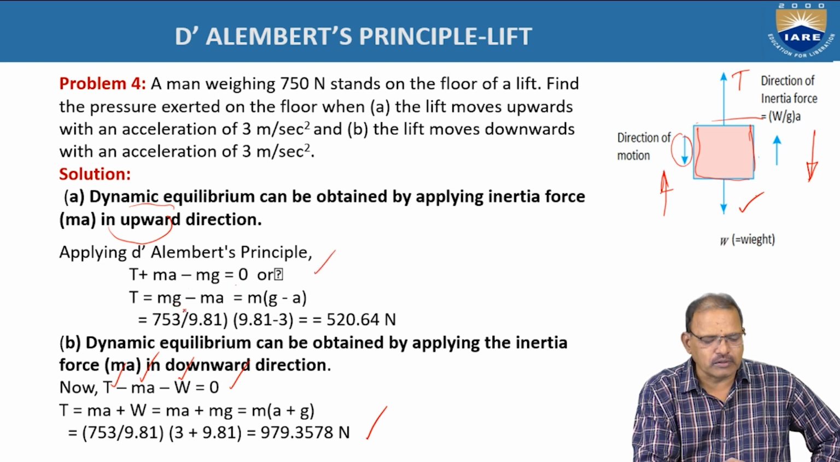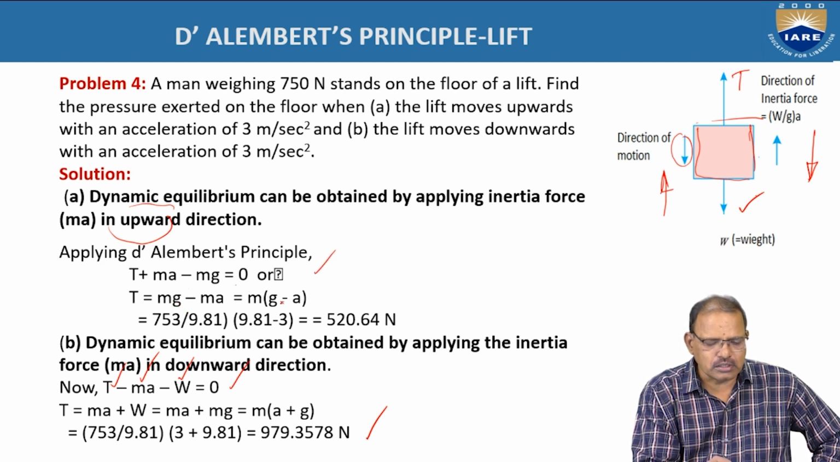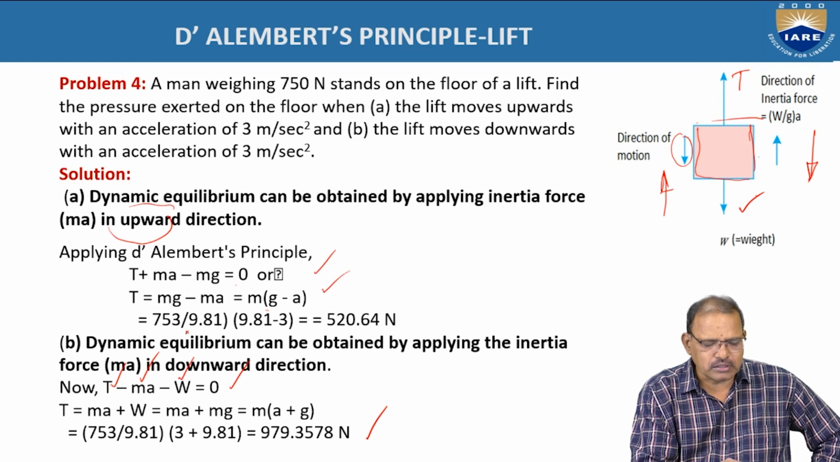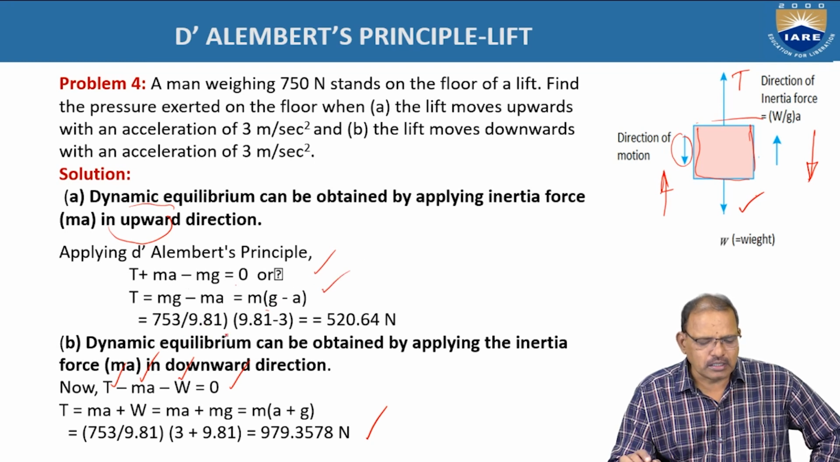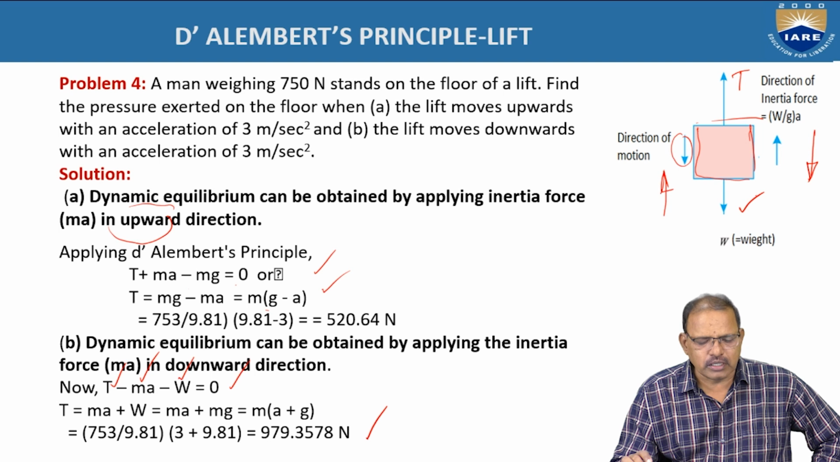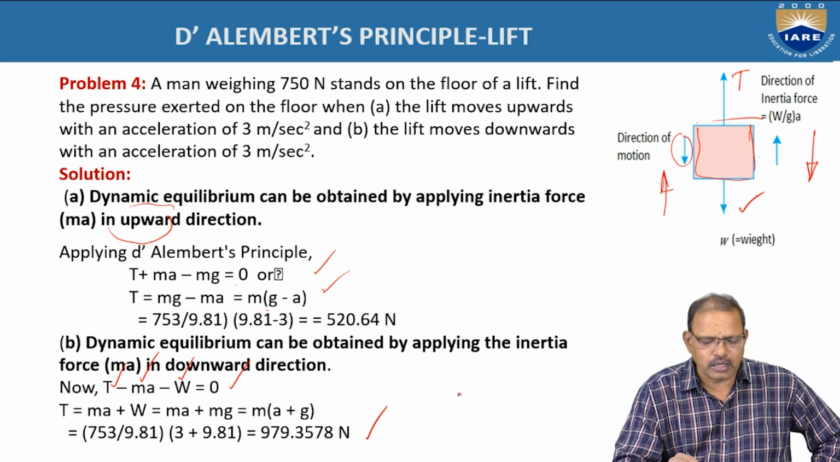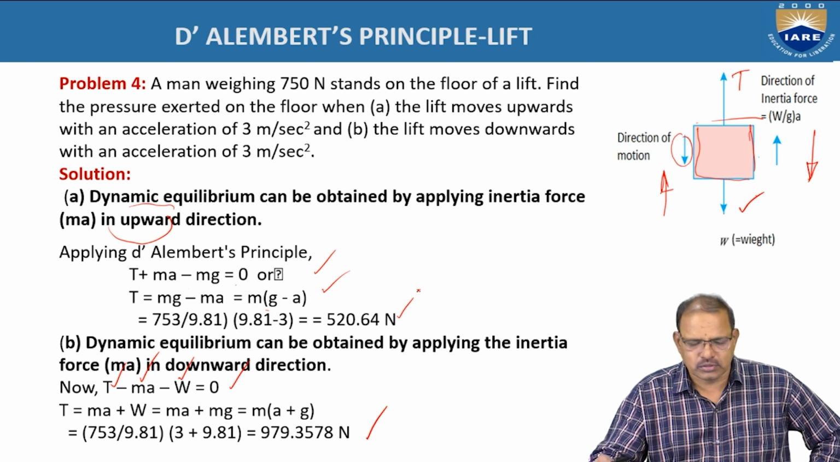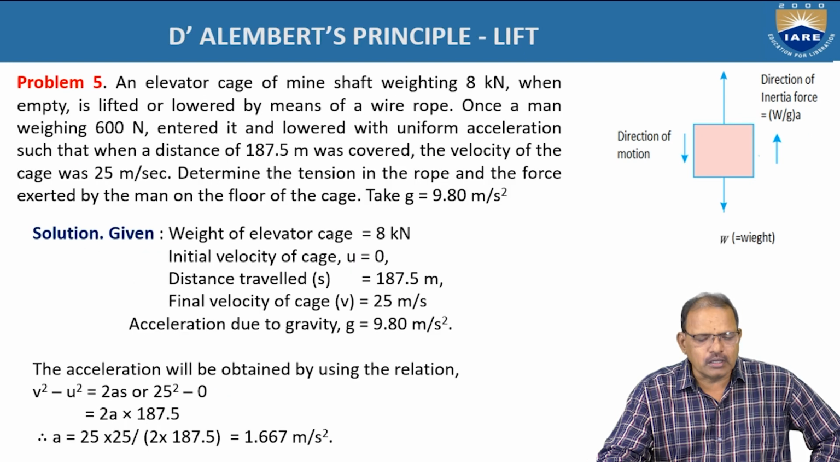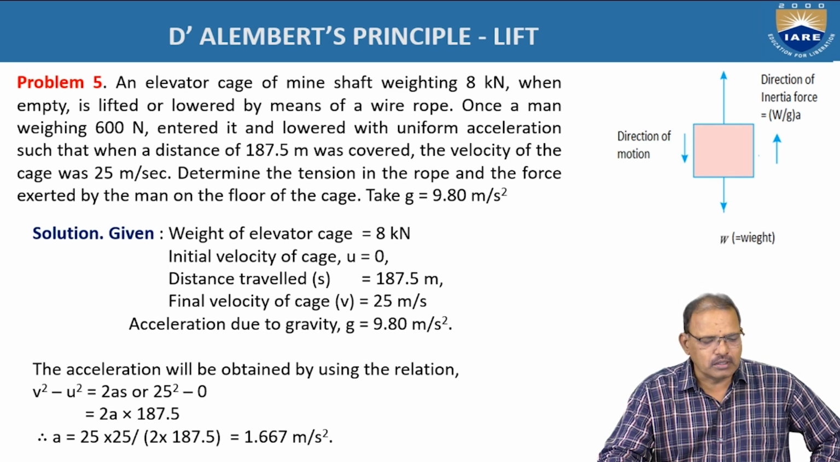From this one, mg minus MA is equal to M into G minus A, that is 753 divided by 9.81 into 9.81 minus 3. On simple calculations, we got 520.264 newtons.